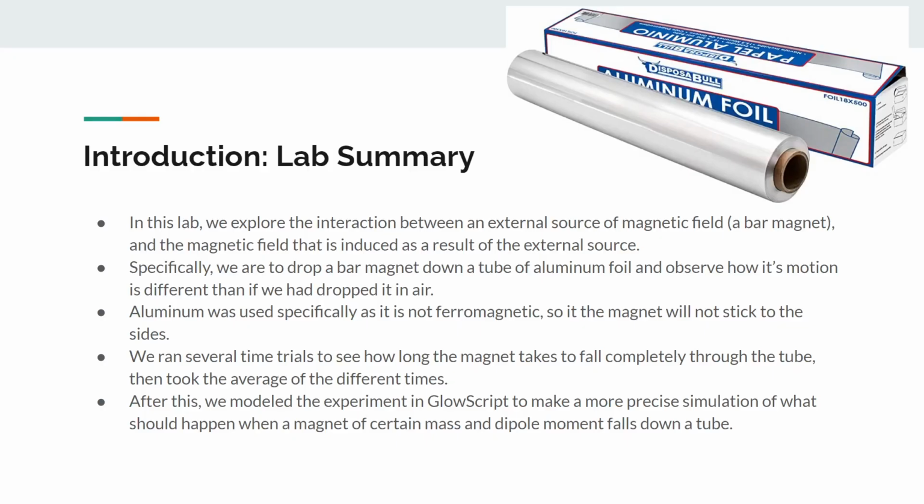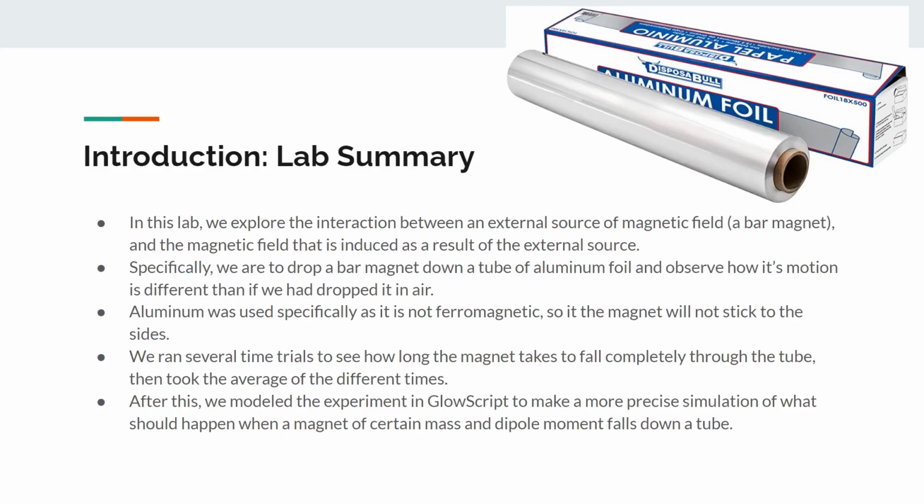So in this lab, we explored the interaction between an external source of magnetic field, a bar magnet in this case, and the magnetic field that is induced as a result of the external source. Specifically, we're to drop a bar magnet down a tube of aluminum foil and observe how its motion is different than if we just dropped it in plain air.